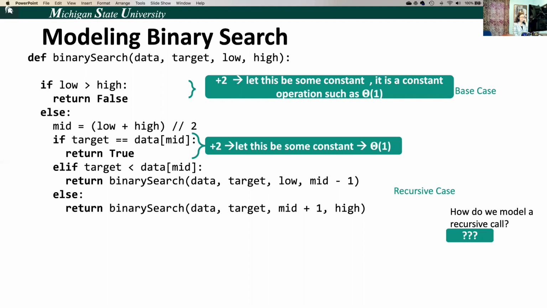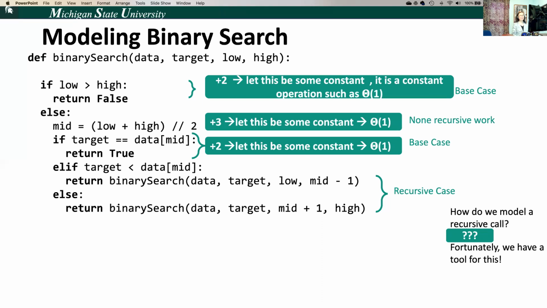And then I have, if I find the target matches the mid element, return true. That's +2, but I'm going to phase out and say that's theta of 1. And then I have my recursive case. And then I have non-recursive work there, where it says the computation of the middle element, but since it's within the else block, I will still consider it part of the base case, okay? But usually we will refer to that as the non-recursive work. So if I have an assignment, plus, and the division, there are 3 operations, and that's non-recursive work, and that's also constant, okay?